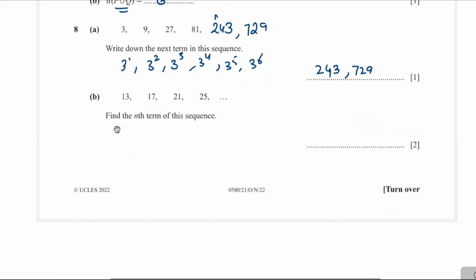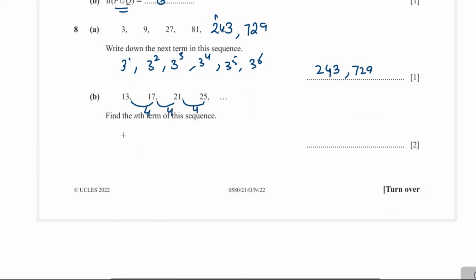Next, part B. Find the nth term of this sequence. You see here the difference in the sequence is 4. And in the next step, the difference from 17 to 21 is also 4. And the next is also 4. Therefore, the first difference is the same, so this is a linear sequence.